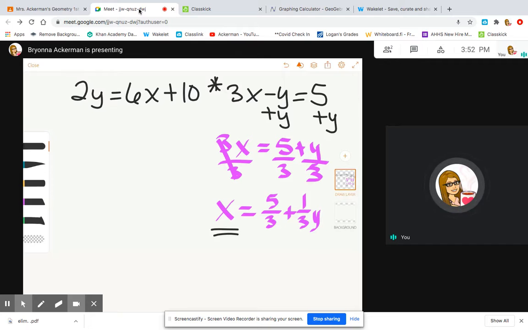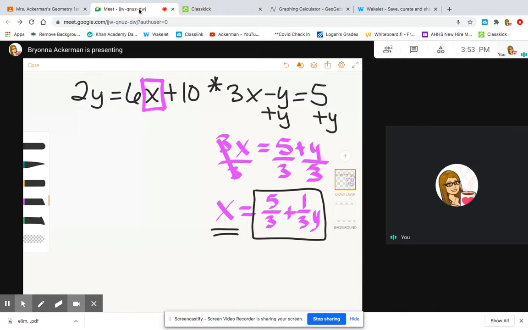So I'm going to take the value of x, or this other equation that x equals, and I'm going to plug that in to x in the other equation. Okay? I'm going to substitute it. So I'm going to take this new equation, the 5/3 plus 1/3 y, I'm going to substitute it in for x because it equals x. So that's why we're allowed to do that.